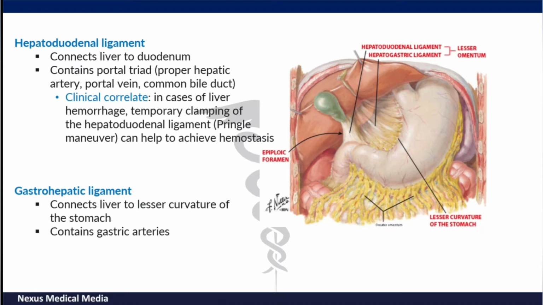What is the clinical significance of the hepatoduodenal ligament? In case of liver hemorrhage, temporary clamping of the hepatoduodenal ligament can help to achieve hemostasis. This is known as the Pringle maneuver.